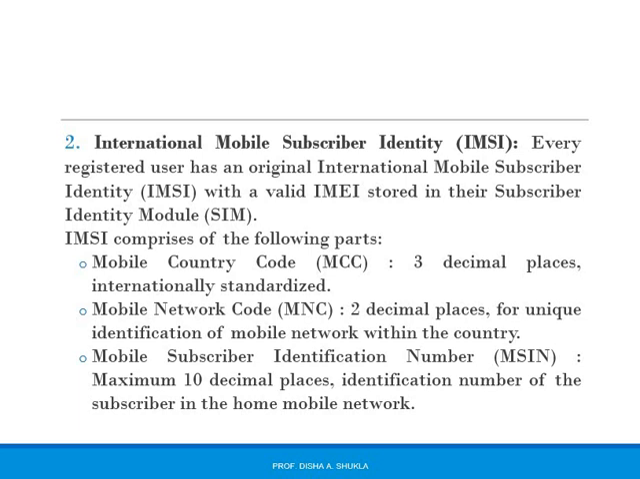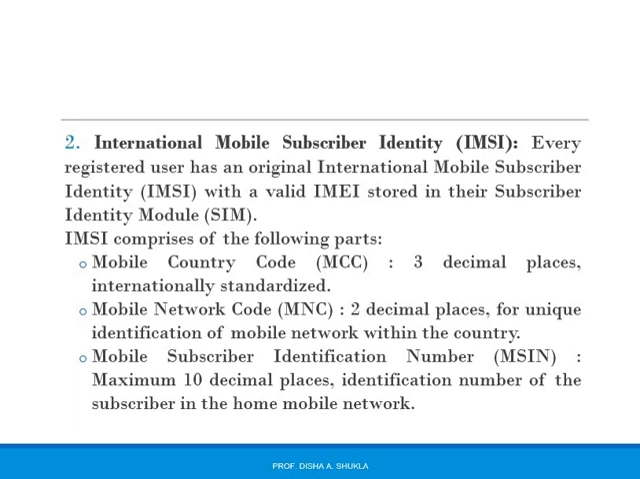The IMSI number is comprised of 3 different things. The first is the mobile country code, the MCC. It has 3 decimal places and it is an internationally standardized code. The next is the mobile network code, the MNC. This is a 2 decimal code for unique identification of the mobile network within the country. Each service provider has its own unique identification, that is the MNC. And the last thing is the mobile subscriber identification number, the MSIN.